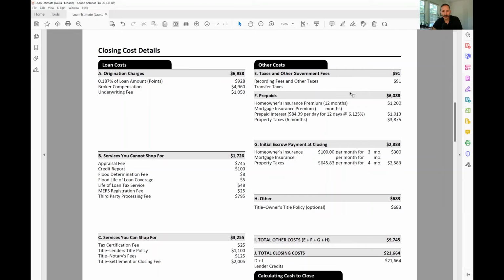And then you have prepaid interest. So the prepaid interest on this loan is for 12 days at the 6.125% rate. It's $1,013. So if you don't know, and sometimes people don't, so if you're renting right now, the rent that you pay, so this loan estimate was given in September. So let's use October 1st. So when you pay your rent October 1st, that pays for that month's rent. It pays for the month of October.